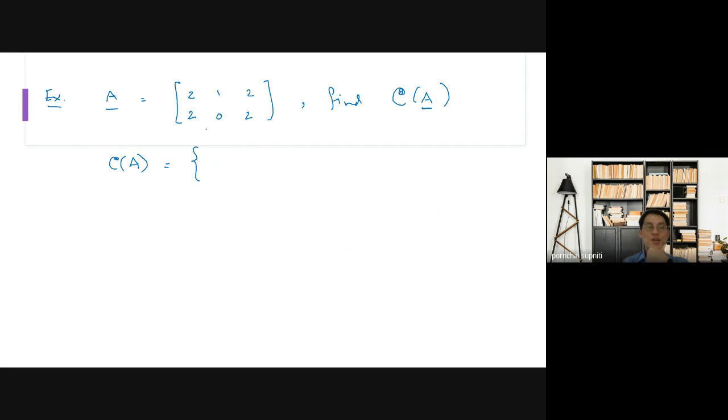So in this case, there's no need to duplicate column 1 and column 3. It means that the column space is C1 times (2, 2) plus C2 times (1, 0), where Ci, for i equal to 1 and 2, are just field elements. So we can just say this.